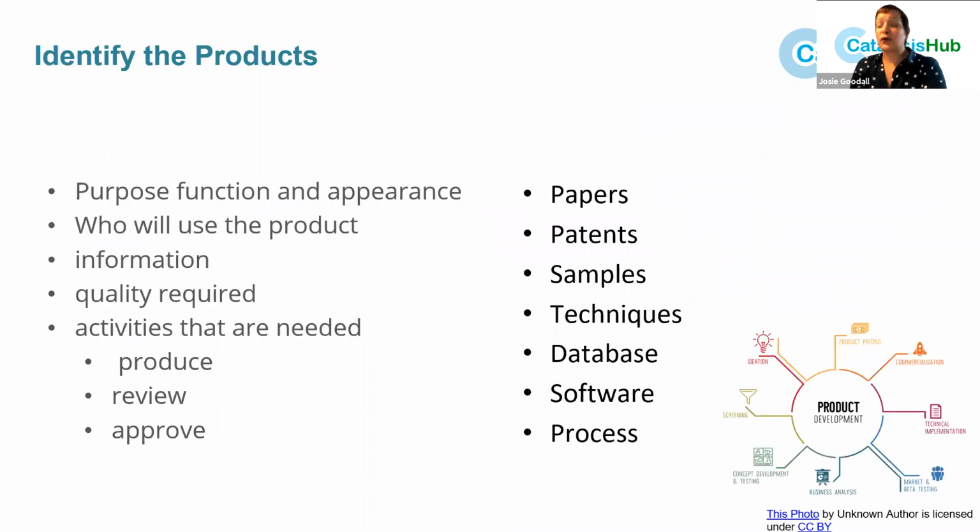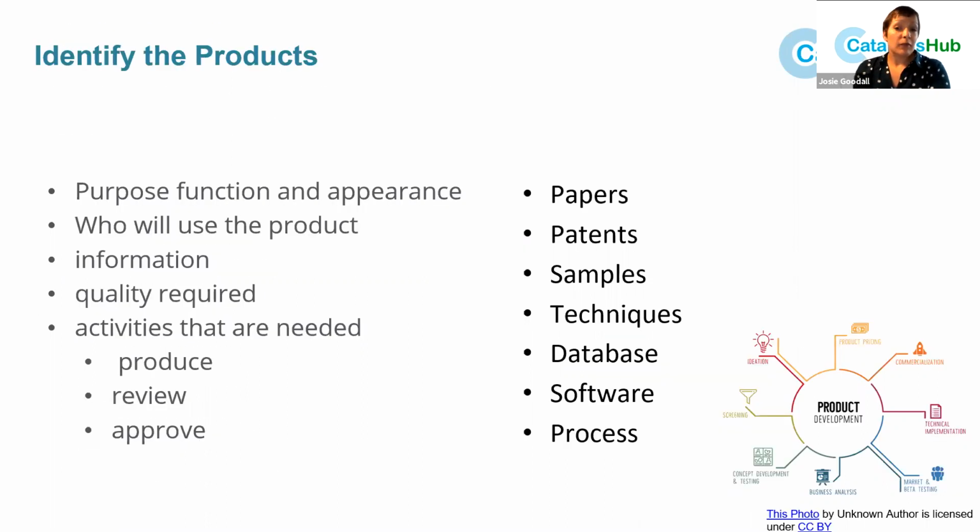So to identify the products, you need to decide what the project is going to produce to satisfy the aims of the project. For a research project, this could be papers, patents, samples, it could be software, it could be a new process, it could be a new catalyst. We also need to know who's going to use the product. There's no point in producing 300 research papers if it's industry that's wanting to use what you're doing. They would probably be more interested in some sort of IP.